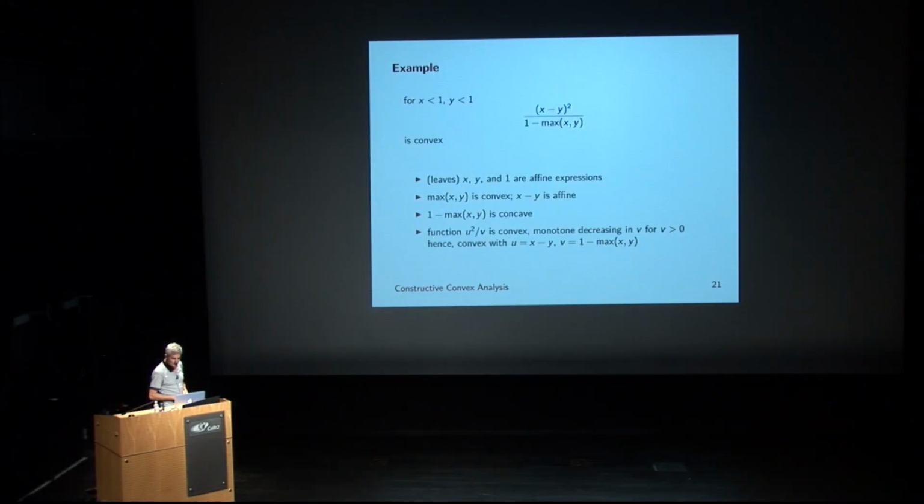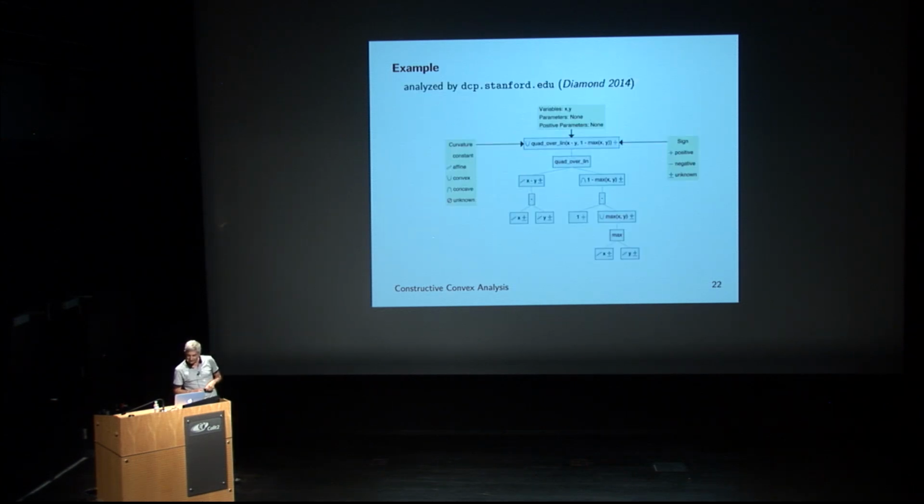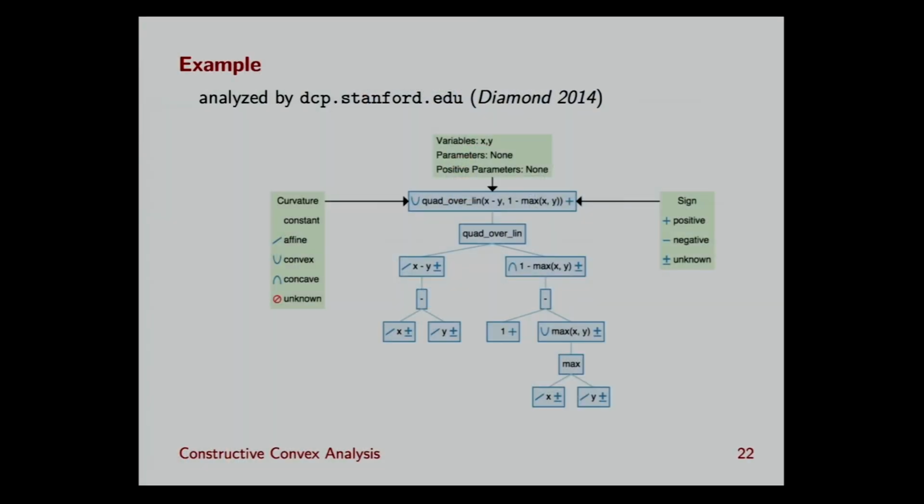Here's our example: x minus y squared over 1 minus max of x, y. You walk from the bottom up to the top, and you argue the different parts in this parse tree, the different sub-expressions, as either convex, concave, or affine. I won't go over the details, but I'll show you this. It was done when Stephen Diamond was, I think, a sophomore or junior undergrad. This is actually running; you can go to dcp.stanford.edu. It should work.